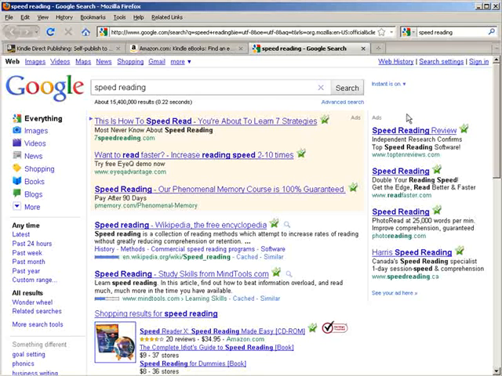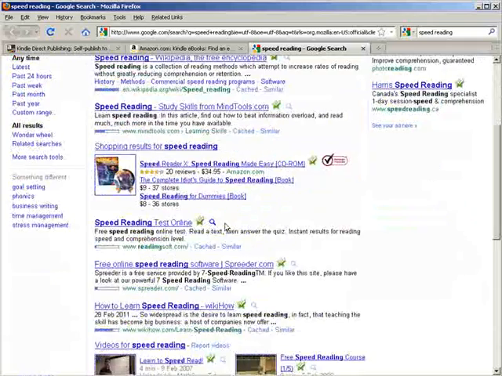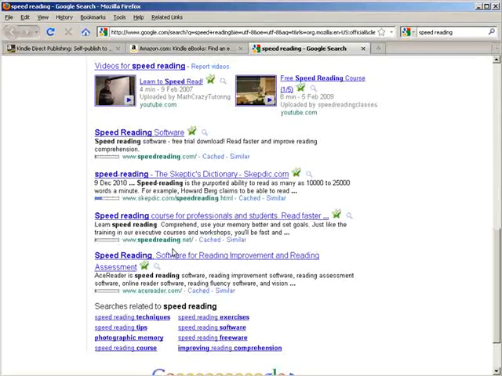We also have sponsored links along the side here. That means that people are selling speed reading products and they're paying to advertise over here. Over on the left side, if we look, we can see that there are shopping results in here for speed reading products.